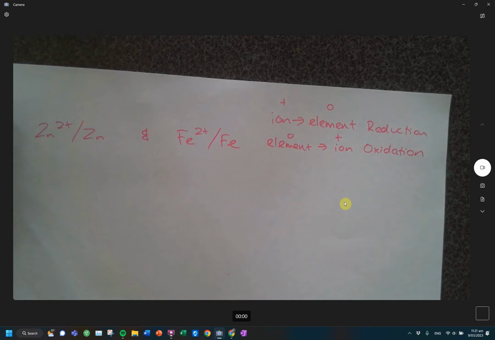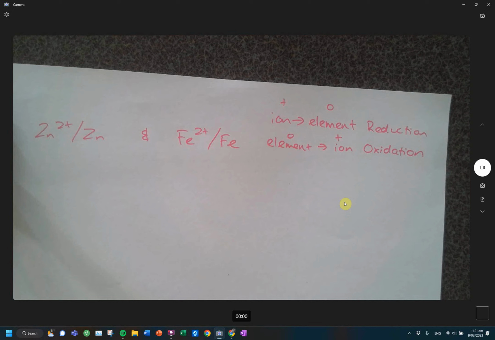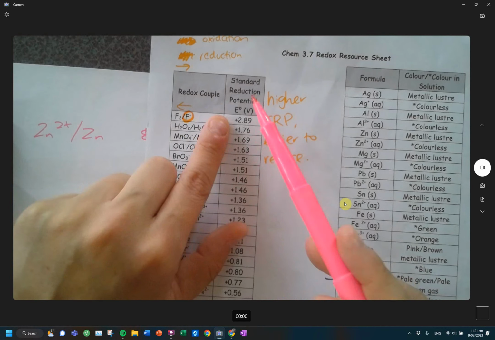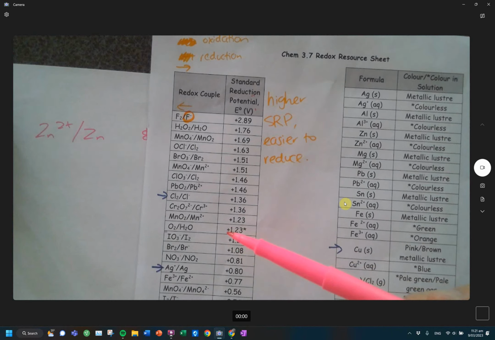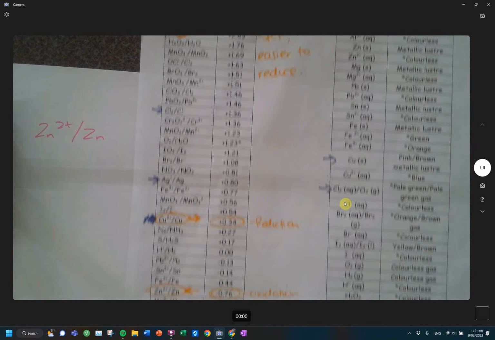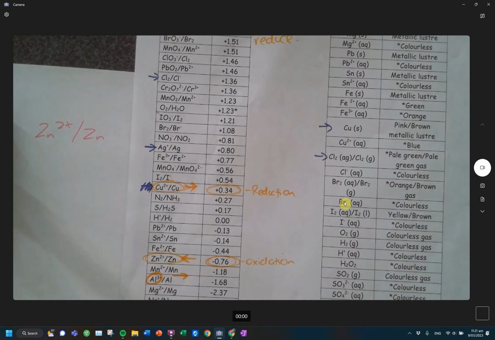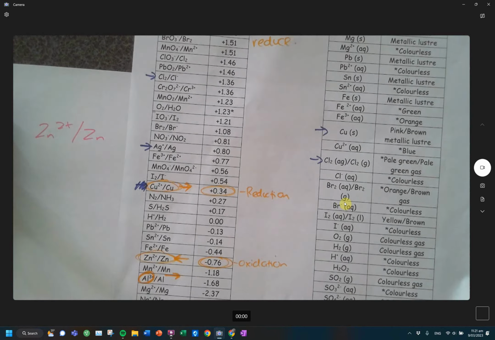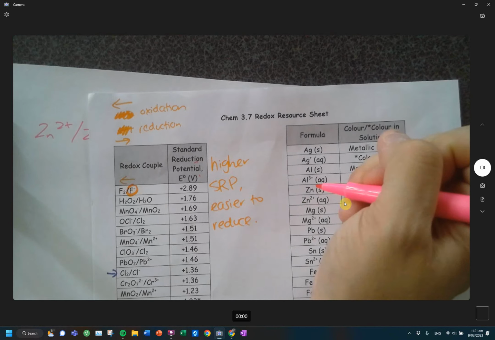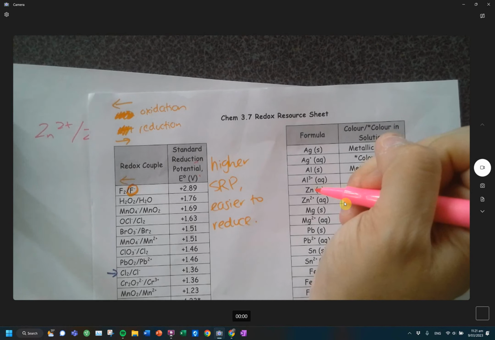So what you guys need to do, and we discussed this in our do now, is we need to use our resource sheet and look for the standard reduction potential, our E value. Just like you guys did when you were doing that calculation. You need to find both items on that resource sheet, and you got to figure out which of the two is higher, and that decides oxidation and reduction. The way I like to remember, higher one is the reduction reaction. The way I remember it is that this is called the standard reduction potential.